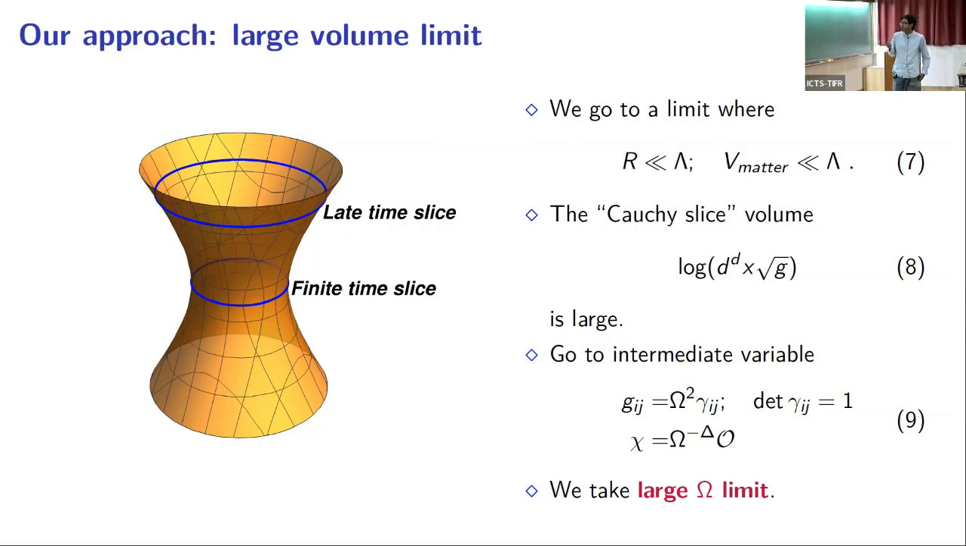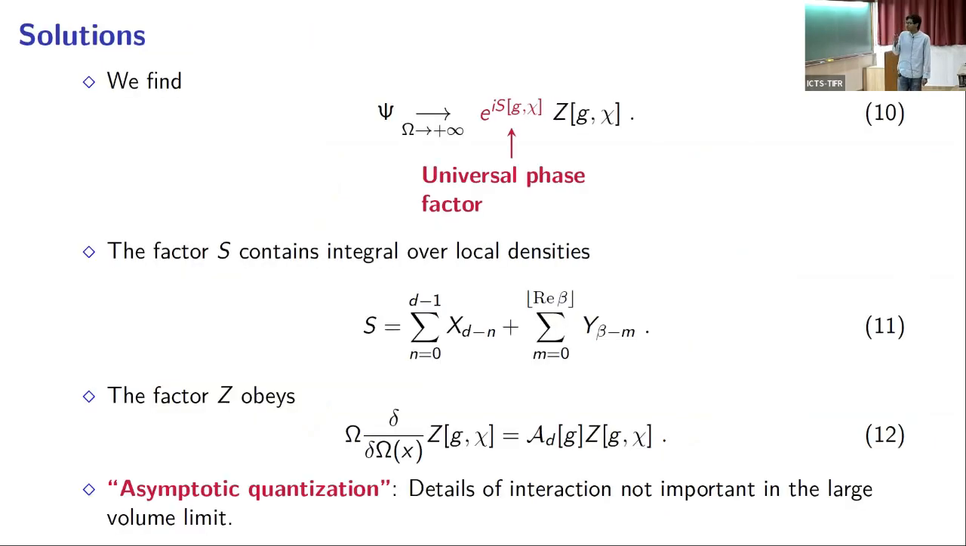And to make it more manifest, we change our variable. Gij is omega squared gamma ij with det gamma equal to 1. Also, this matter field has a scaling behavior like omega to the power delta O, and we specifically take the large omega limit. What do we get after this? Yeah, so we get this solution. At large omega, it looks like e to the power of S, which is a function of g and chi, and some Z of g and chi.